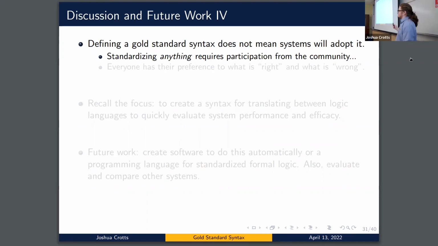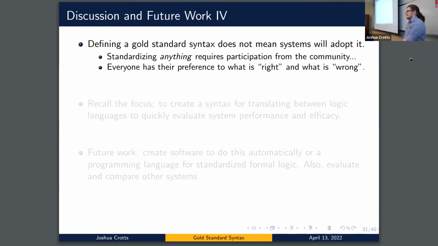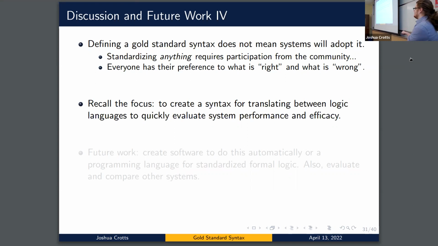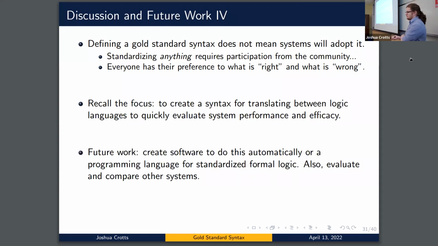And also, jumping into the gold standard: just because we define a gold standard doesn't mean that people are going to use it. Everyone has their preference as to what they think is right and what is wrong, and we are no different. In order to standardize this, we would have to have participation from the community. But recall our focus here. We want to create some type of syntax where you can compare systems quickly. We want to be able to evaluate the systems for their performance and their efficacy. So what can we do to improve that?